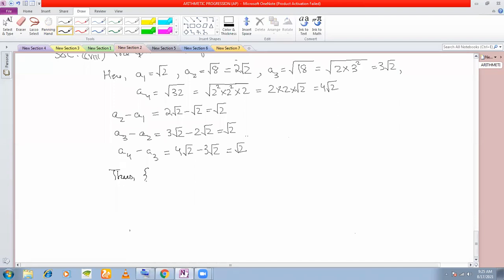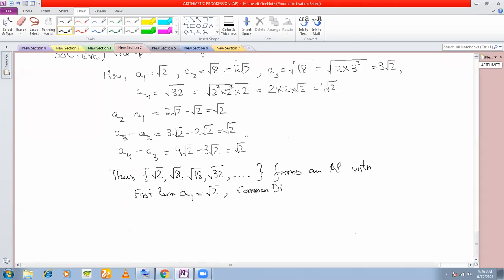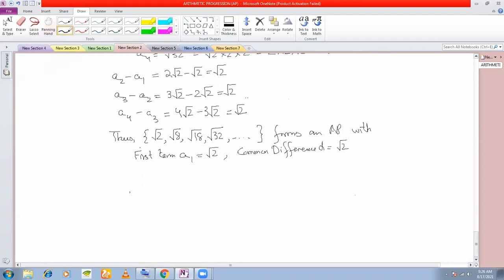Thus root 2, root 8, root 18, root 32, and so on forms an AP with first term A1 equal to root 2. And what is the common difference? Common difference is also root 2. Now once we know the first term and the common difference, we can find the other terms. We need to find the next three terms.